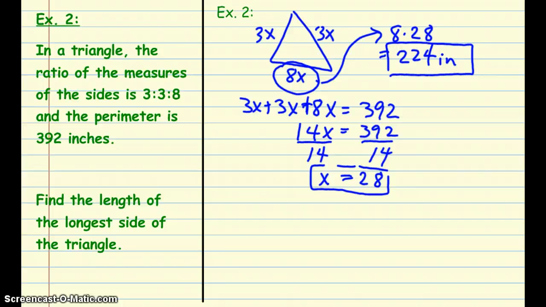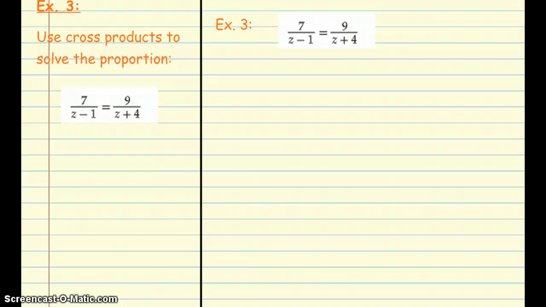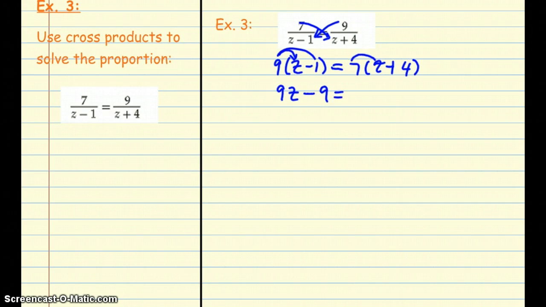All right, so last example, we're going to use cross products to solve this proportion. Again, cross products just means to multiply on the diagonals. So in this case, I'm going to do 9 times z minus 1 is equal to 7 times z plus 4. Now, what do you think we need to do here? If you said distribute, you're exactly correct. So we need to do 9 times z, which is 9z, minus 9 times 1, which is 9. 7 times z is 7z, and 7 times 4 is 28.